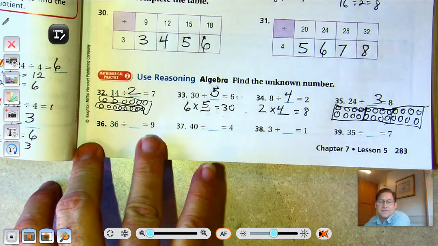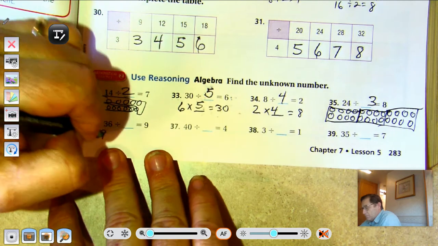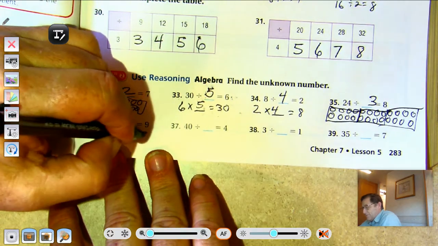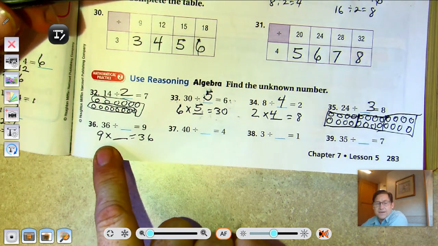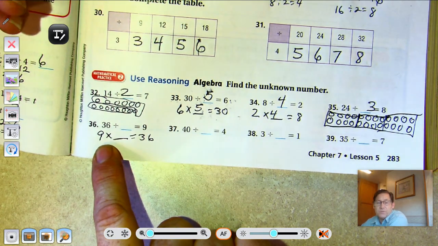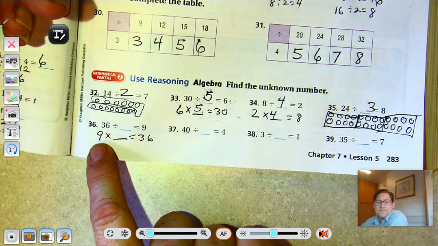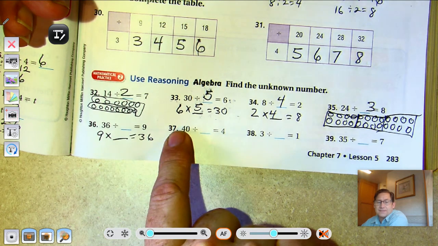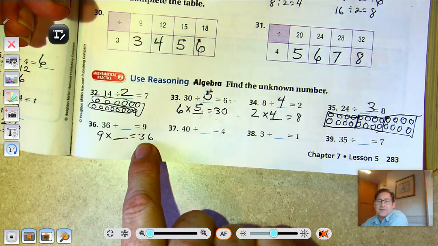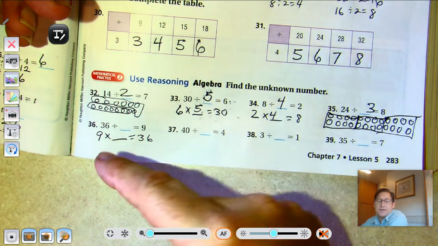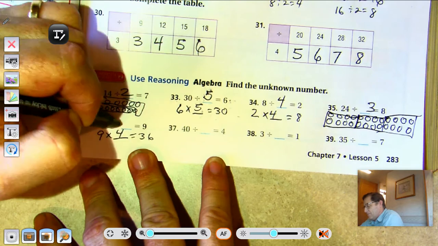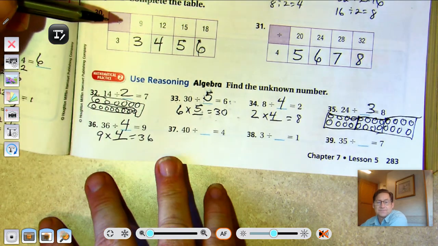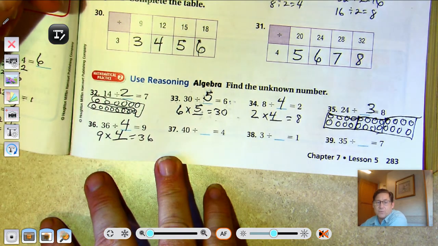36 divided by something is 9, which is the same thing as saying 9 times something is 36. Well, one of our rules for dividing by 9, or patterns that we noticed when we multiplied by 9, was that the digit in the tens place of the product is 1 less than what was being multiplied by 9. So 9 times 4 is 36. So 36 divided by 4 is 9.